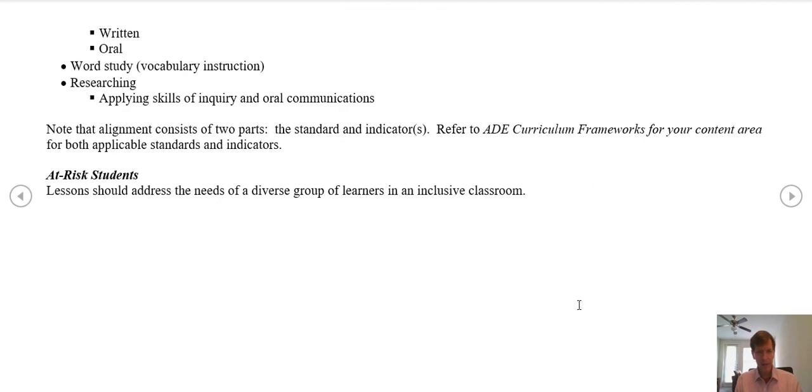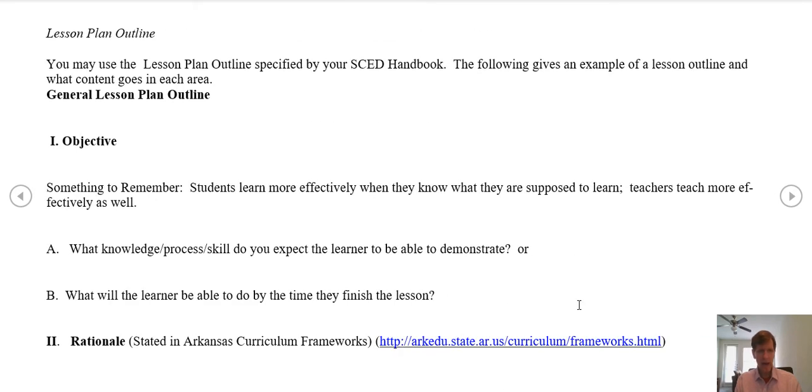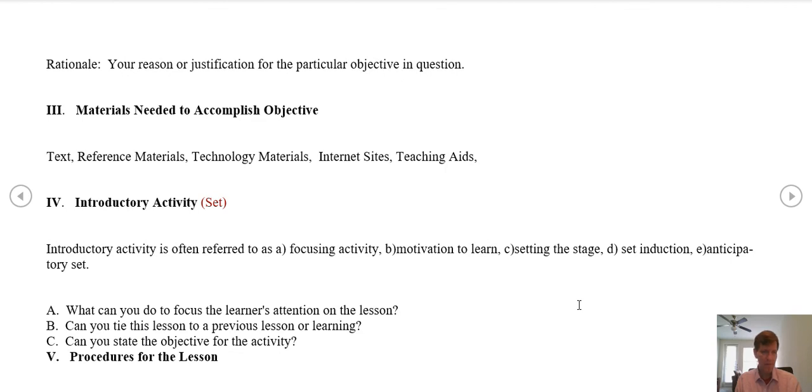So again, you can see with that, your lesson plan outline, I give you a general outline here. I'm also giving you a link to the Arkansas Curriculum Framework so you can follow your standards. I'm not going to read through this because that would take a very long time. But again, please study this carefully. This will walk you through what you're expected to do in this course for your objectives and your lesson plans.